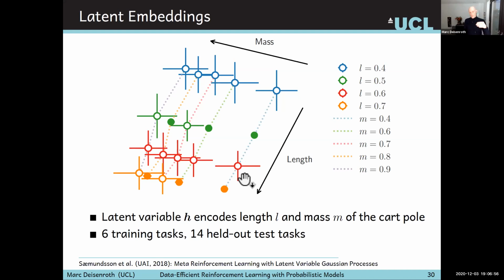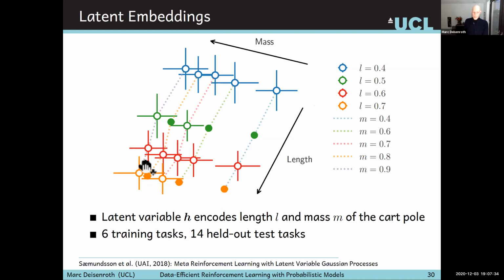In the embedding, the representation of those tasks using this latent variable is given here. And what we can see here is that, roughly speaking, this is a coordinate system, where mass increases if we go along this axis, and the length of the pendulum increases if we go along this axis. And I think the interesting thing here is that it clusters tasks here, so they have a lot of similarity, and similarity now means their predictions will not be vastly different.